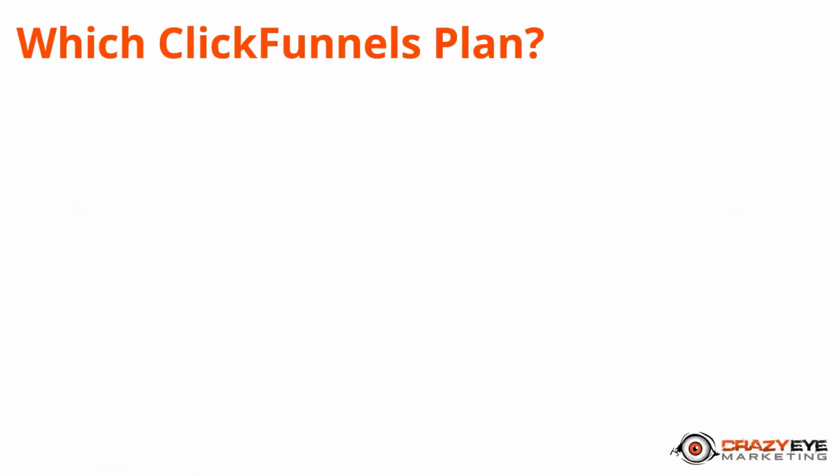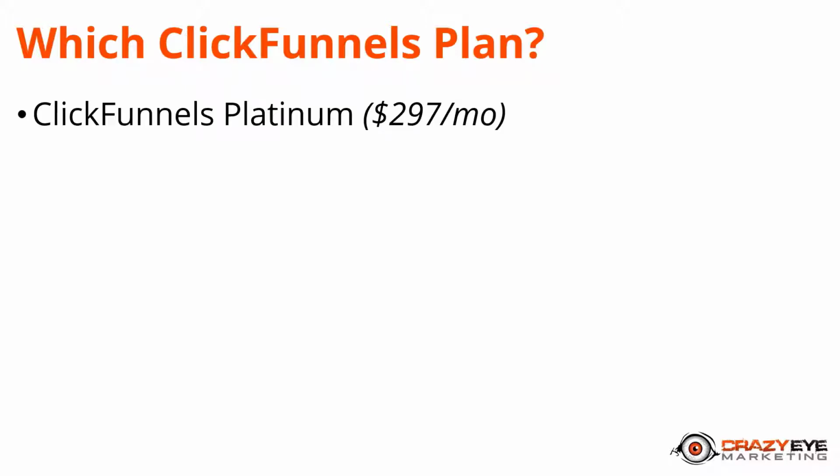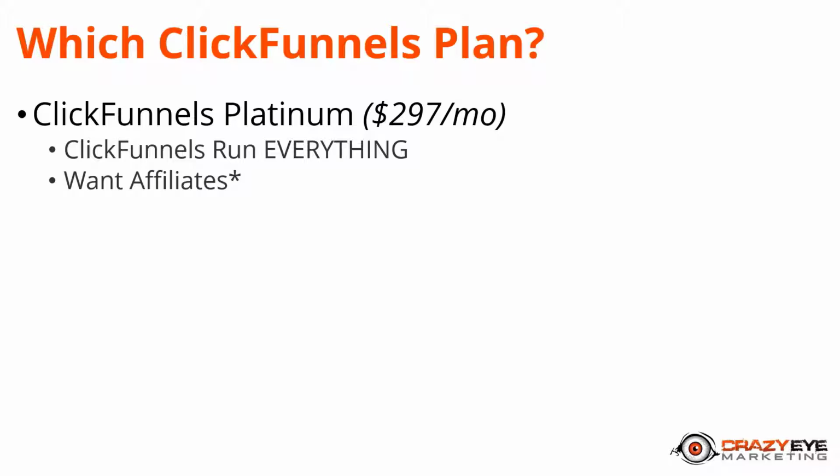All right, so to quickly recap, because we spent a lot of time on this, but I've had this question several times, so I wanted to make sure I covered it in detail. So which ClickFunnels plan is right for you? We've got the ClickFunnels Platinum plan, $297 a month. And you want this plan if you want ClickFunnels to run everything. So this is your pages, your marketing automation, affiliate platform. It has that built in as well. So if you want to do everything within ClickFunnels, you'll need this plan. Also, of course, if you have a bunch of funnels, pages, etc., you're going to need the Platinum plan. So if you want affiliates in ClickFunnels.